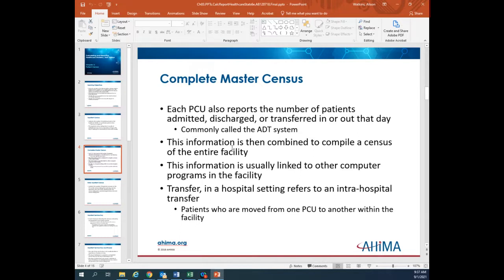Also, we have to sometimes deal with what we call inter-hospital transfers, where a patient leaves one hospital and goes to another hospital. We also have to deal with what's called intra-hospital transfers, and that means that a patient might go from one PCU, remember that's patient care unit, to another patient care unit within the same facility. So we have to keep up with all of this information.